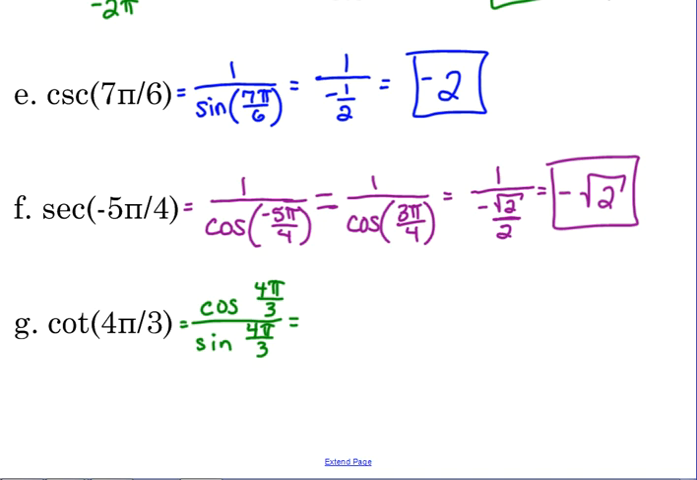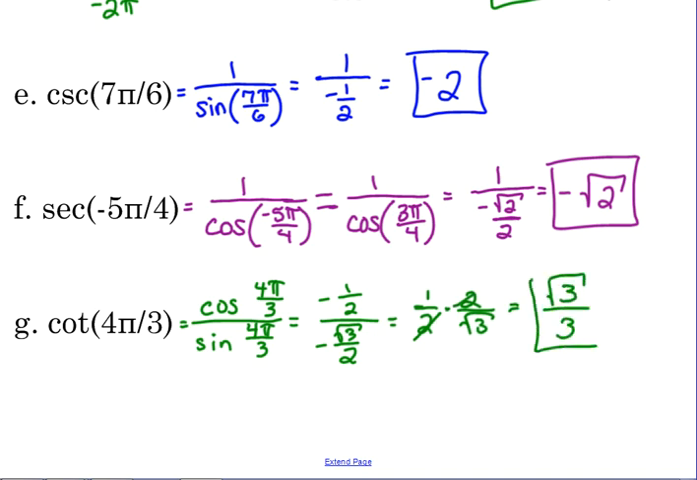Over 3, cosine would be 1/2. Sine would be square root 3 over 2. And negative, negative. So that gives us 1/2 times 2 over the square root of 3. A negative over a negative is positive, so I just drop those. 1 over the square root of 3 is the square root of 3 over 3 after you rationalize.